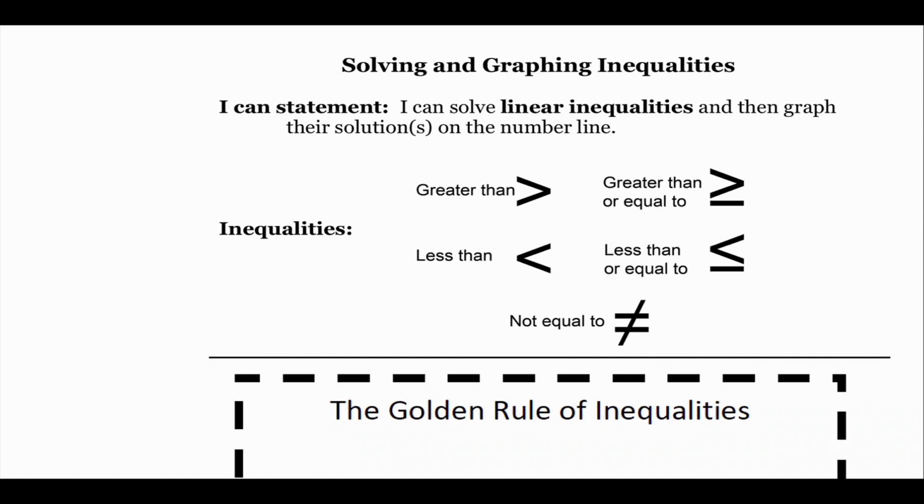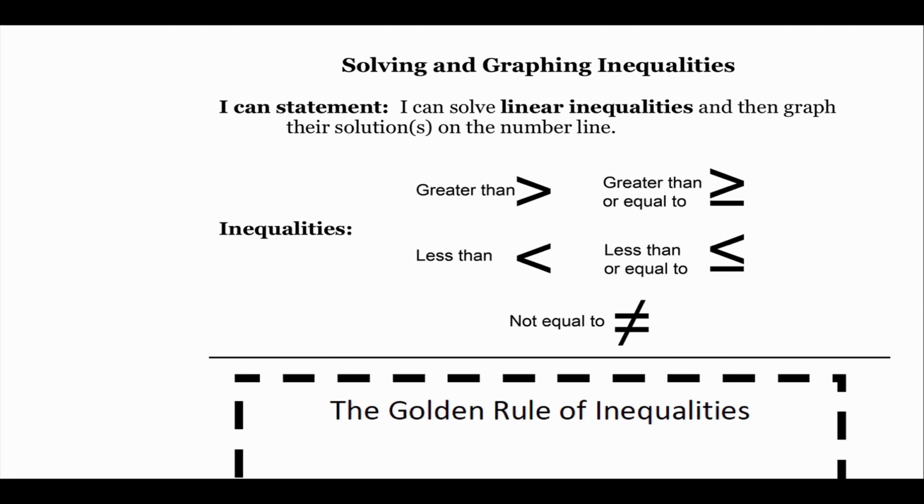So greater than, less than, greater than or equal to. So it could be bigger or the same, right? That's what those mean. Less than or equal to, less than or the same. And then just straight up not equal to. Okay? So remember, the mouth opens to the bigger thing. Whatever's bigger, that's what the mouth opens to. So those are the 4 symbols we're going to see today.